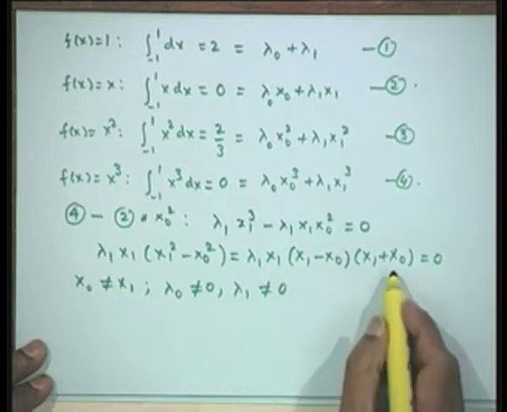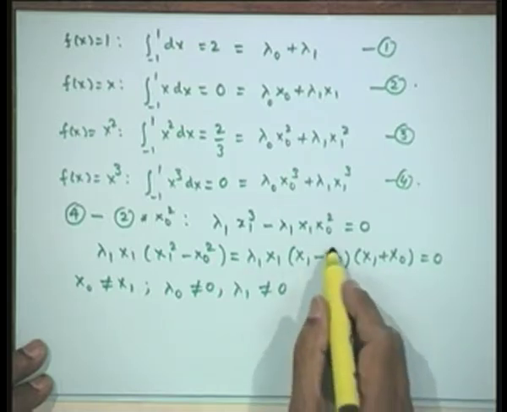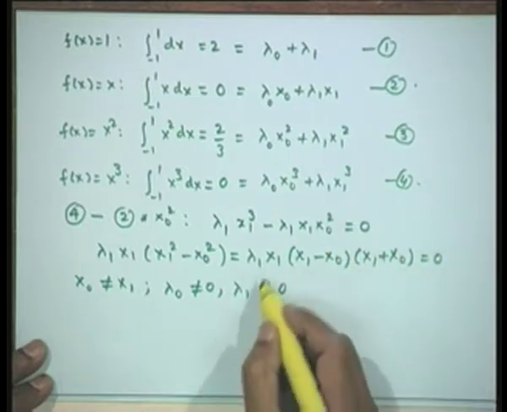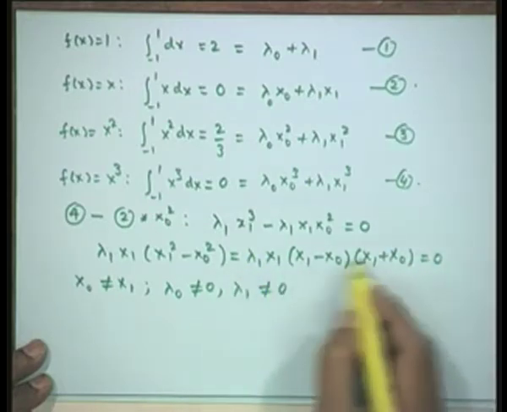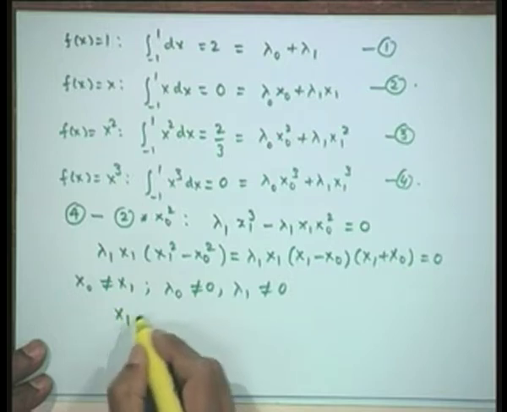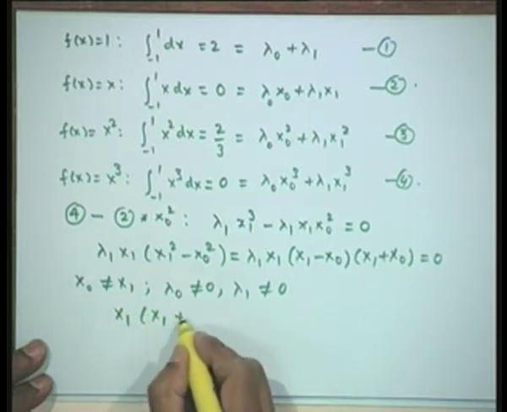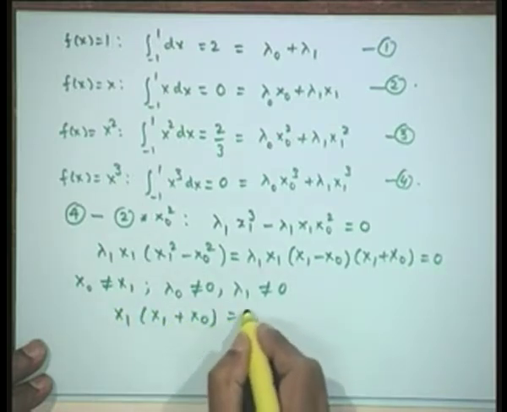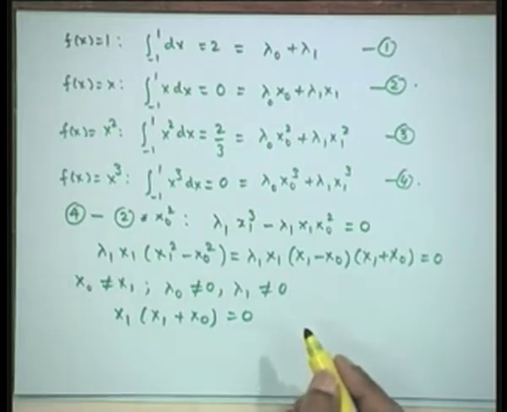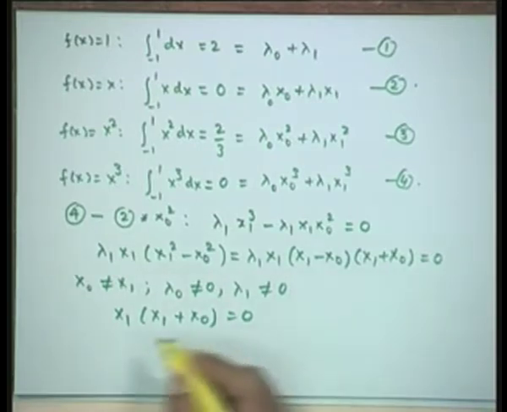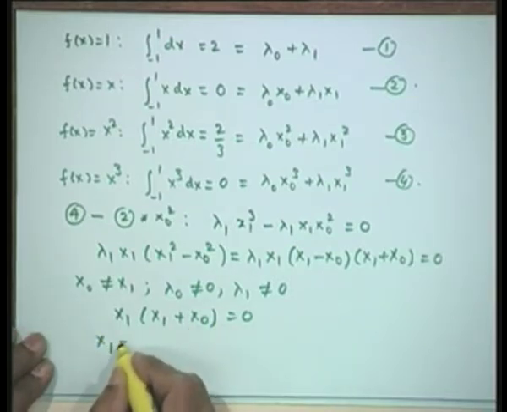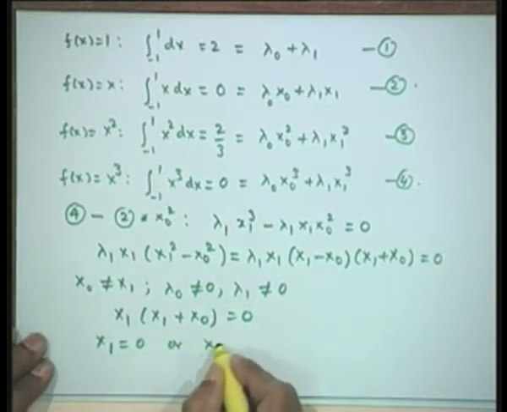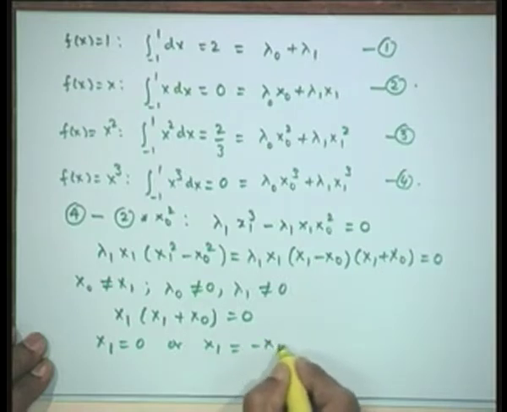If that is so, you can see that x 1 is not equal to x naught, so this factor can be cancelled. Lambda 1 is not equal to 0, so it can also be cancelled. So what is left is simply x 1 into (x 1 plus x naught) is 0. Now this gives you x 1 is equal to 0 or x 1 plus x naught is 0. So x 1 is equal to 0 or x 1 is equal to minus x naught.